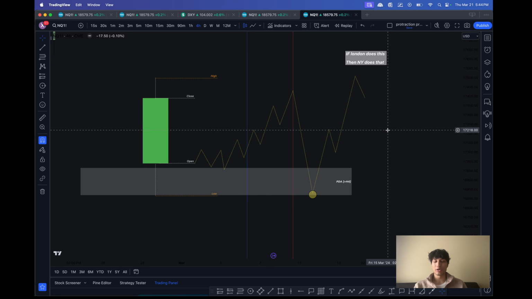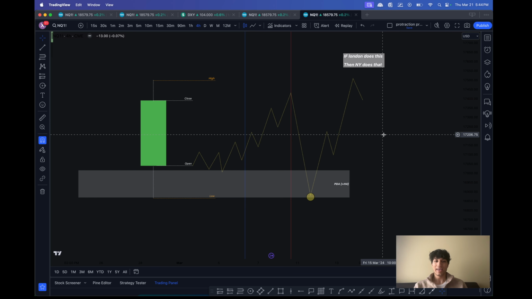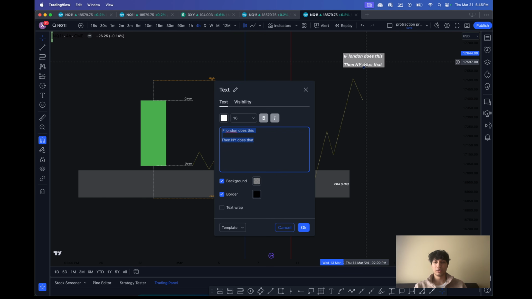Again, we're going to need some ground rules for engaging in protraction, and that's going to be the following. We define protraction as manipulation into a greater than 1 hour PD array, which can be a swing low, a fair value gap, an order block, a breaker block. But for the purpose of today's exercise, let's just look at ERL and IRL, swing lows and inefficiencies.